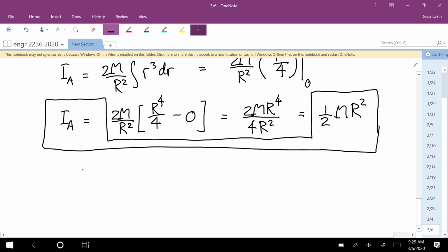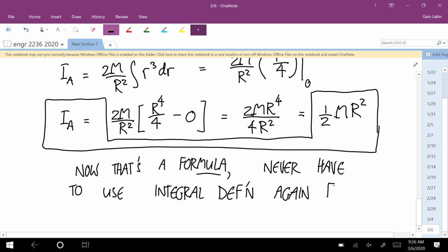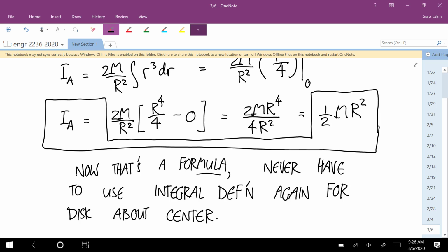So now we have this formula, and that means that we never have to use this integral definition again for a disk rotated about its center. Any questions about that?